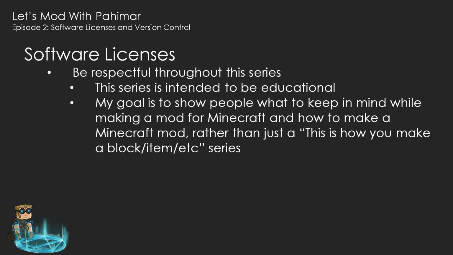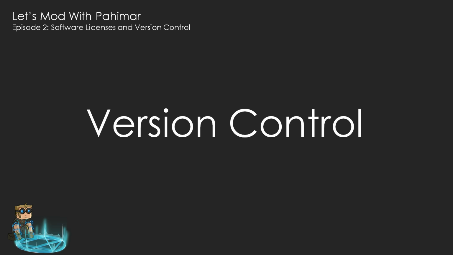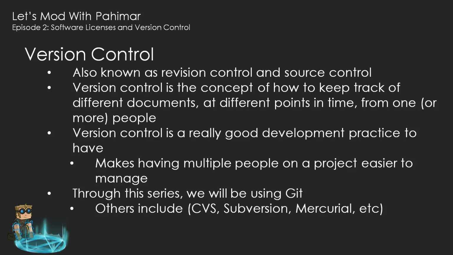So now that we got that touchy topic out of the way, let's move on to the exciting world of version control. So this section is going to be pretty short. Version control, which also goes by the names of revision control or source control, is the idea and the methods of keeping track of the different states a document or documents are in at different points in time. So when it comes to code development, that allows you to track the differences between code at different points in time, also from different people as well.